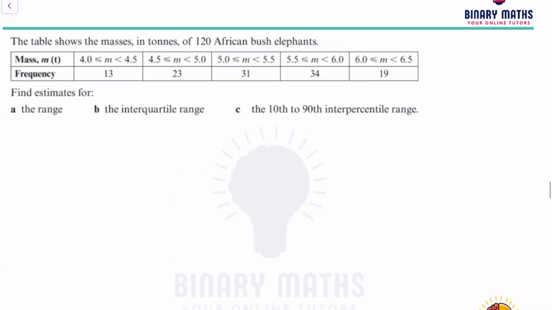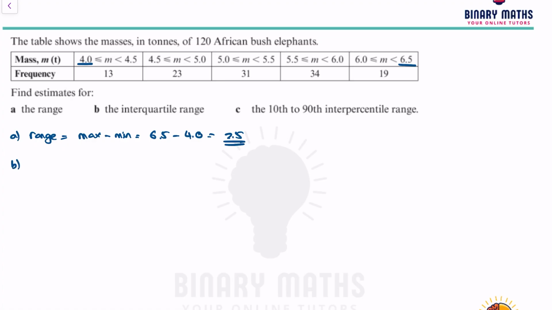Okay, the table shows the masses in tons of 120 African bush elephants. Find the estimate for the range. So the range is the biggest value, which is 6.5, take away the smallest value, which is 4. So it's nothing to do with the frequency. Remember, the frequency is how many times these numbers come up from each class interval. It's always the highest mass take away the smallest mass. So range is equal to max take away min, which is 6.5 take away 4.0, which is equal to 2.5.